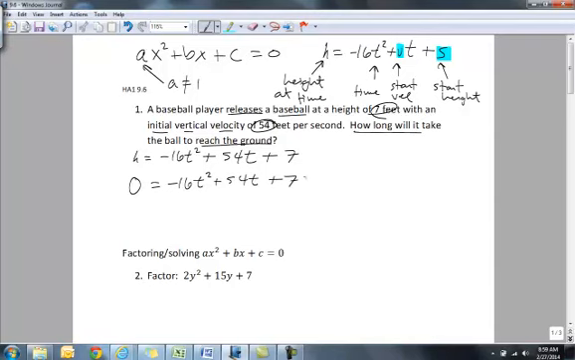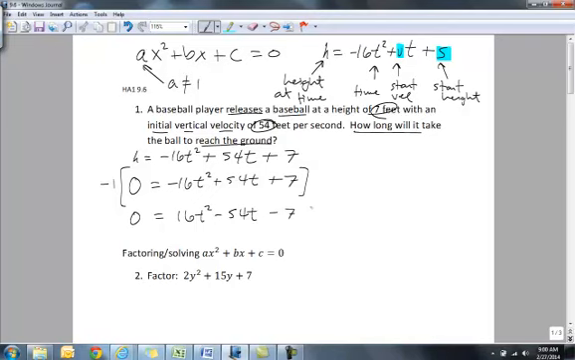All right, I've got to be honest with you, having the a be a negative number is not something that I'm particularly fond of. So I'm going to go ahead and multiply the whole thing through by negative 1. That'll change the signs a little bit. So I'll get 0 equals positive 16t squared minus 54t minus 7.